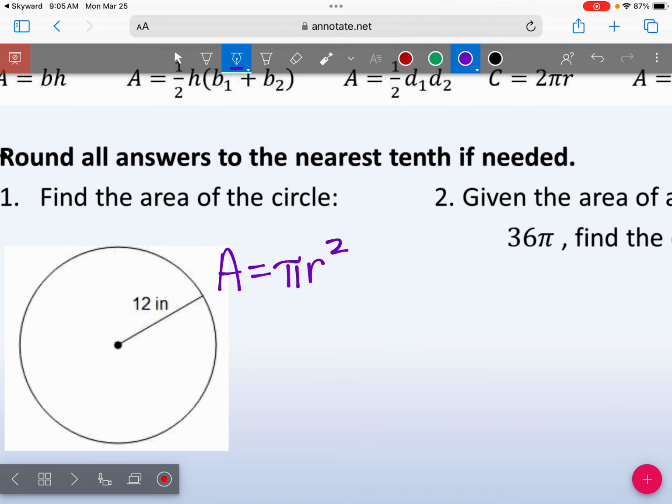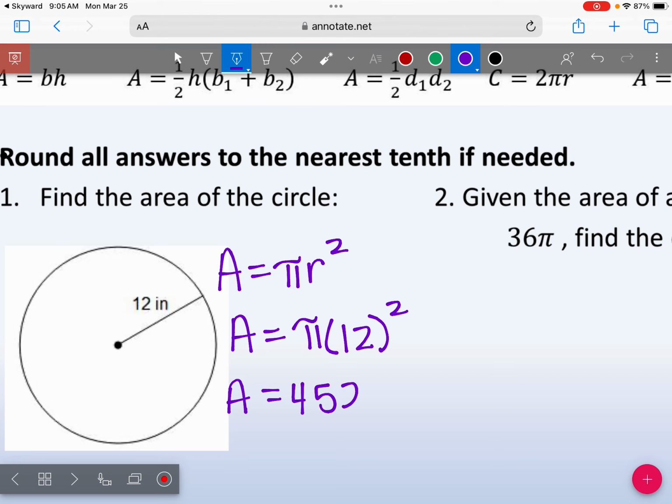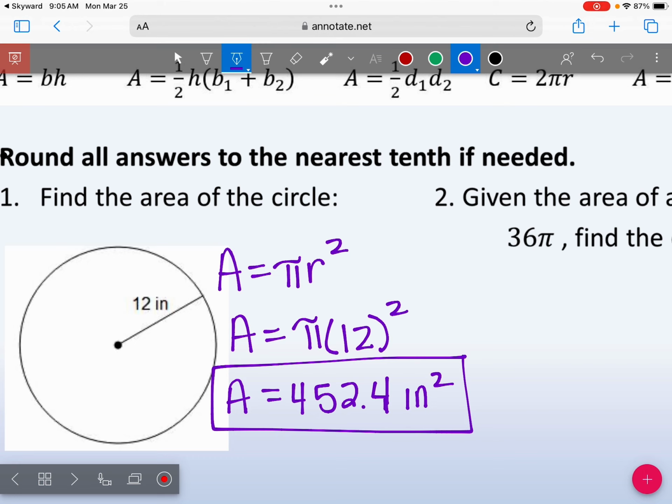So the radius of this circle is 12. So that means our area is equal to pi times 12 squared. So when we type that in our calculators, we should get approximately 452.4 inches squared. Anybody else get that answer? Any questions about how to type that in the calculator?